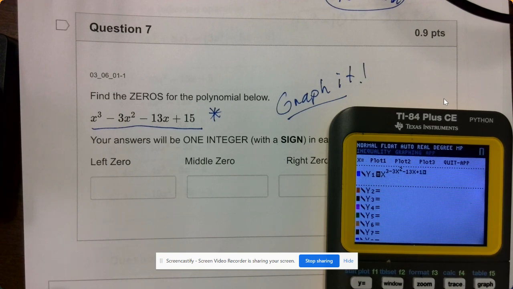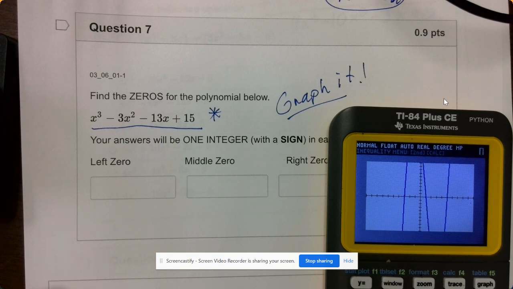plus 15. Oh, everybody, I did something I should not have done. Okay, you have to make sure, everybody, that you scroll down. Otherwise, it leaves it up there. Did you all see that? Not everything not to do. Okay, then we're going to graph it.